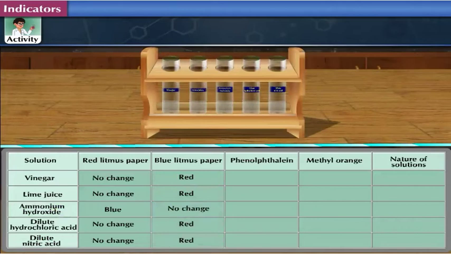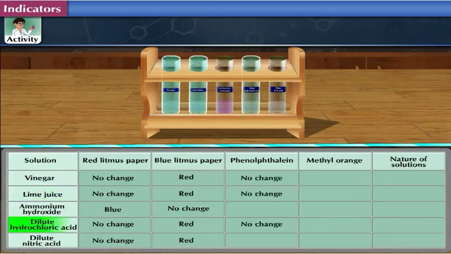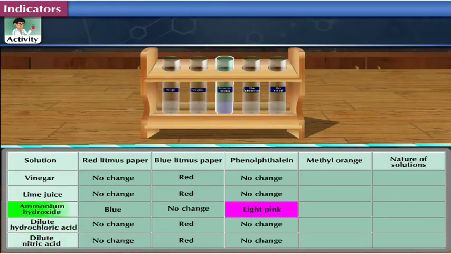Further, take out 5 ml of each solution in different test tubes. Now let us add a few drops of phenolphthalein in each test tube and observe the color change. Phenolphthalein indicator does not show any color change in vinegar, lime juice, dilute hydrochloric acid, and dilute nitric acid, but it turns light pink in ammonium hydroxide.